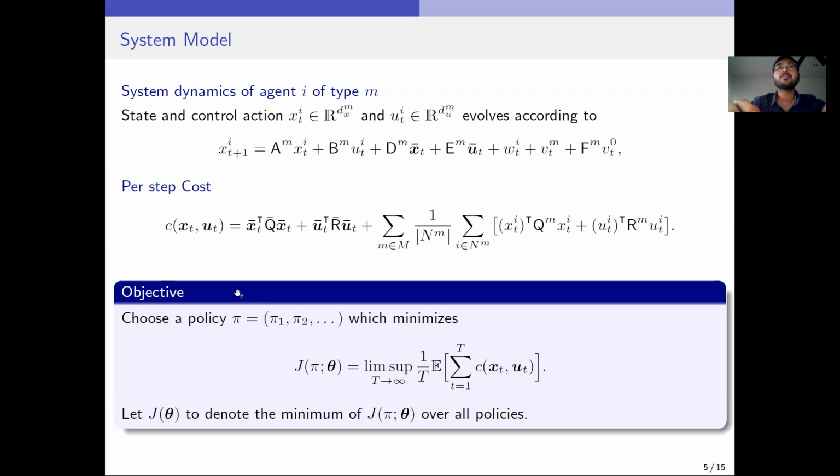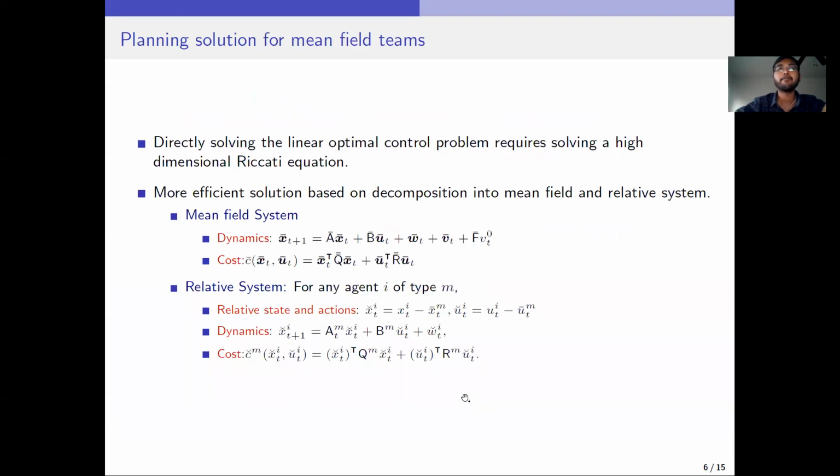So our main objective is to choose a policy pi, which is a function mapping from the state variables to the action variables, which tries to minimize the long-term average cost, represented by J(pi, theta). So our aim is to find the policy that minimizes J(pi, theta) over all policies. Now, we're getting into the planning solution for mean field teams.